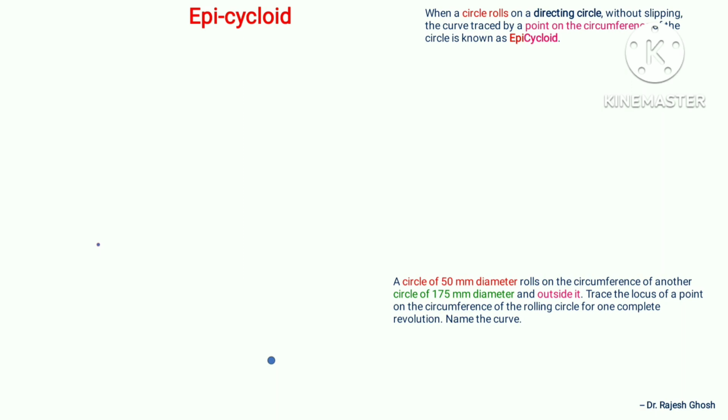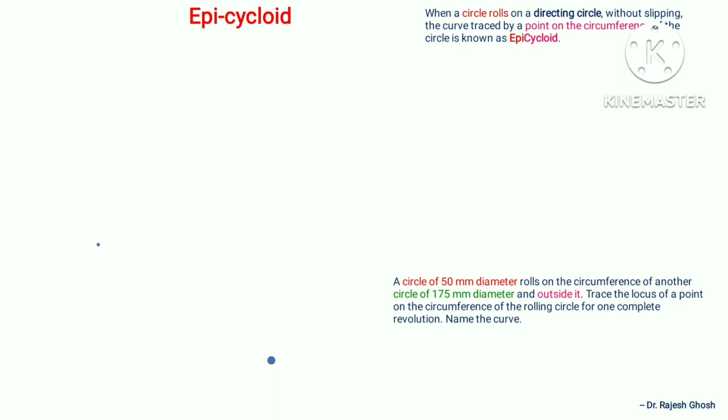So here some points are highlighted. It is given a circle of 50 mm diameter. The circle of 50 mm diameter rolls over the circumference of another circle. Such a circle is known as the generating circle, and it rolls over the circumference of another circle. Such a bigger circle is known as the directing circle, and it is mentioned that the circle rolls outside it. Whenever it is rolling outside, it is known as the epicycloid. If in the question it is given that the circle rolls inside it, then it becomes a hypocycloid.